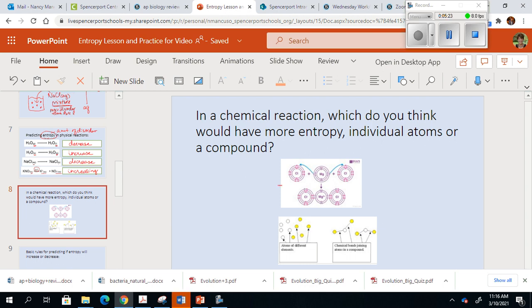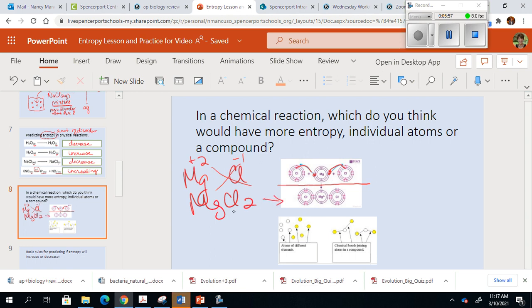So when you look at this first picture, here are my individual atoms. I have Cl, so I'm just going to write it over here. I have Mg, and that's a +2. And then I have Cl, which is a -1. And I had to crisscross to get MgCl2. The reason why was Mg had 2 valence electrons to give away. So it gave 1 to this Cl and 1 to this Cl. So that's why you need 2 chlorines to satisfy 1 magnesium. And now here is my compound MgCl2.